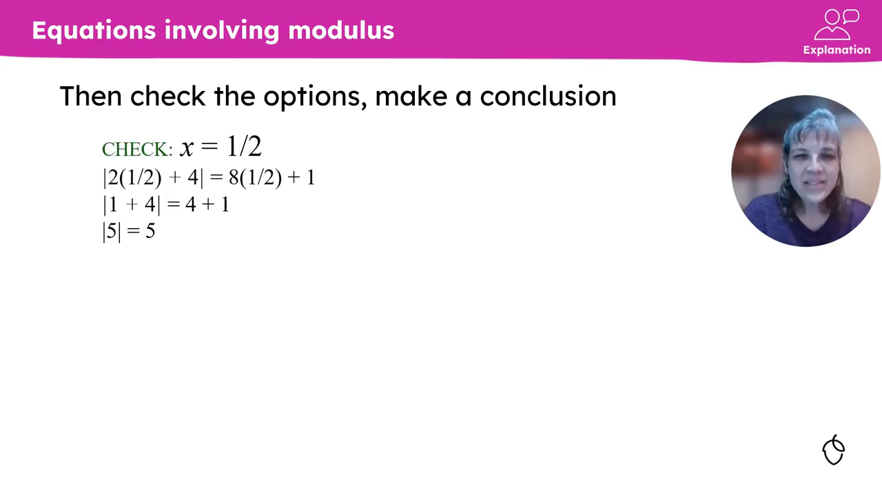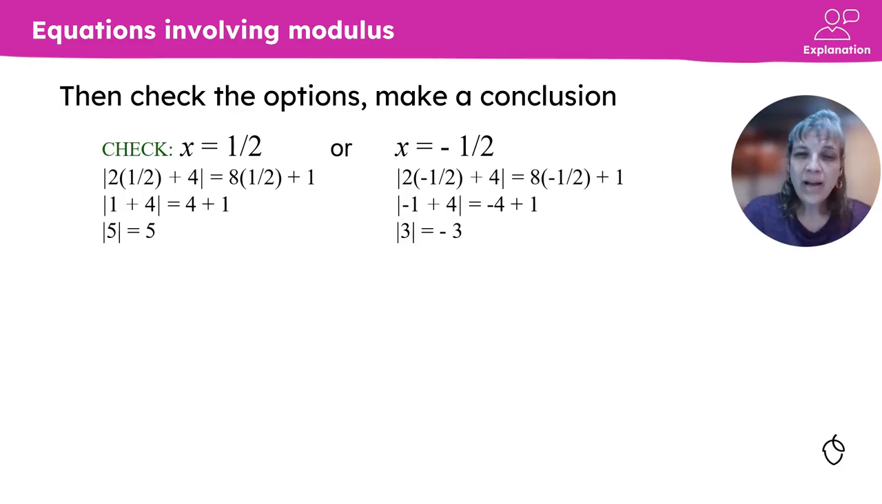If I check x as 1/2, 2 times 1/2 is 1. So 1 plus 4 in the modulus is modulus 5. And on the right-hand side, I end up getting 4 plus 1, 5. Yeah, it works. Or x is minus 1/2. If I do that, I get minus 1 plus 4. Inside the modulus, that'll be 3. And on the right-hand side, I get minus 4 plus 1. That'll be minus 3. So does modulus 3 equal minus 3?